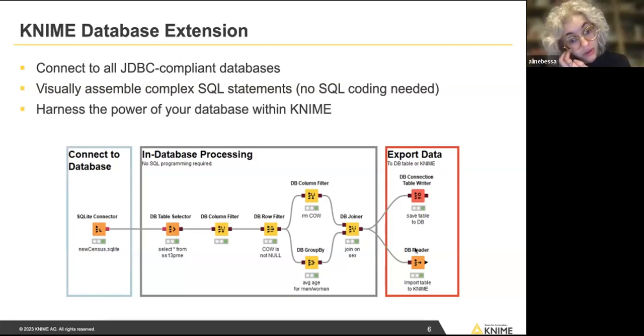So then you have this node here, DB reader, that is going to get this table you generated in the database, and it is going to import it into KNIME. And then you can do visualization, you can create a machine learning model, whatever you want. But only now that you have the black triangle, only now this data is actually inside KNIME, okay?